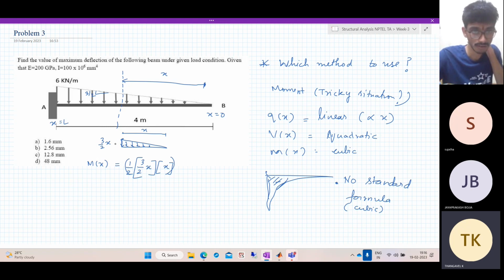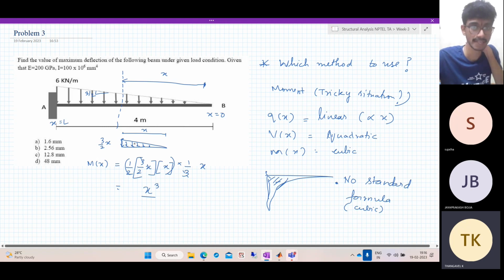We're finding the moment. So the total force acting on this section is this. And where is the centroid? The centroid is 1/3 from this side. So it is into 1 by 3 x. So 1 by 3 and this will go away. You get a cubic moment, as we expected.